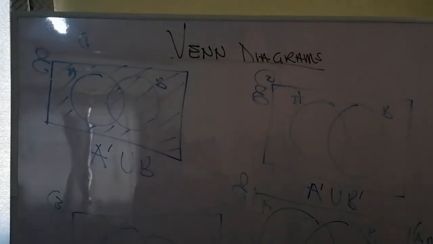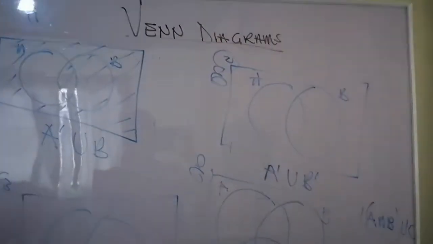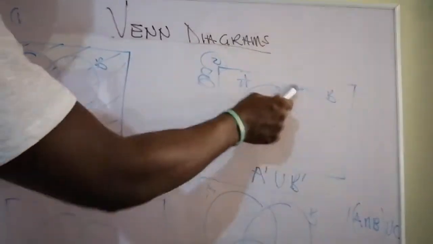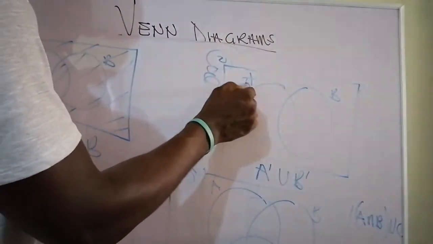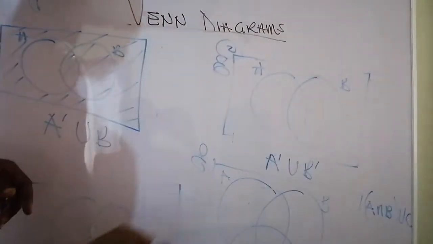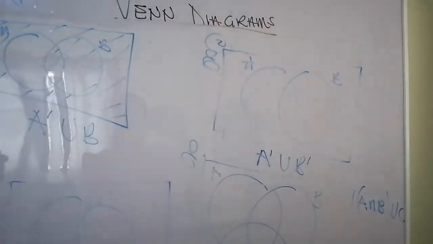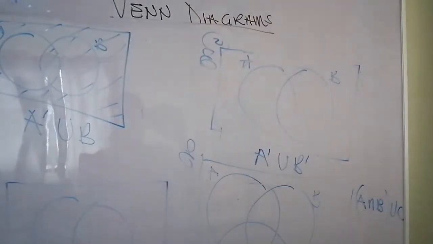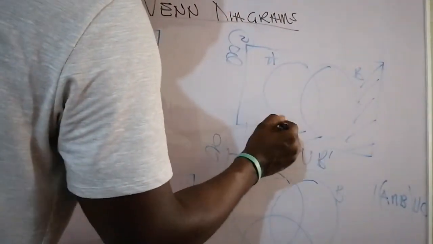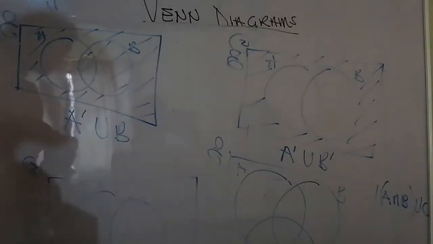We move on to the next one and we look at A complement union B complement. So if you look at the union of sets, we are looking at everything that is an element of A plus everything that is an element of B. So if we are looking at the complement, then everything that is not in the union of A and B but in the universal set, that is what we will be shading. So we'll be shading everything but the circles that we have here. So this will be our A complement union B complement.